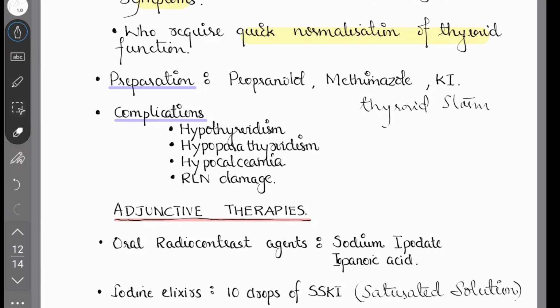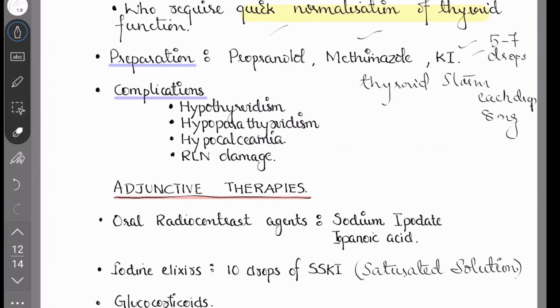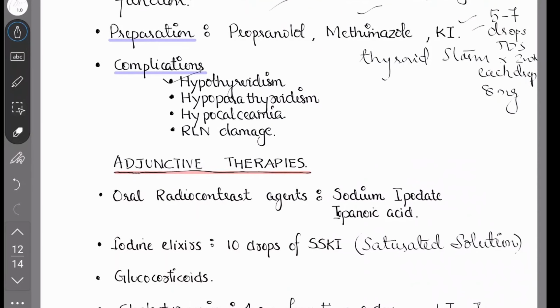Okay, thyroid storm. We use potassium iodide, methimazole, propranolol. These are the drugs we use. Of potassium iodide we use only 5 to 7 drops, and each drop contains 8 milligram. So 5 to 7 drops means about 40 milligram. We use 5 to 7 drops TDS for 2 weeks. The complications can be hypothyroidism, hypoparathyroidism, hypocalcemia, and recurrent laryngeal nerve injury.